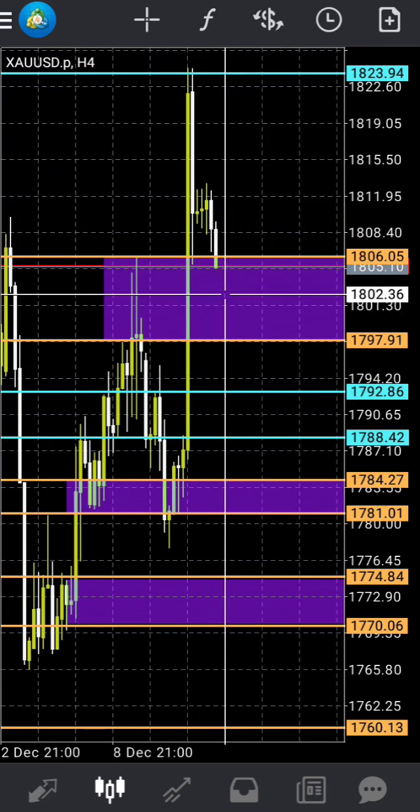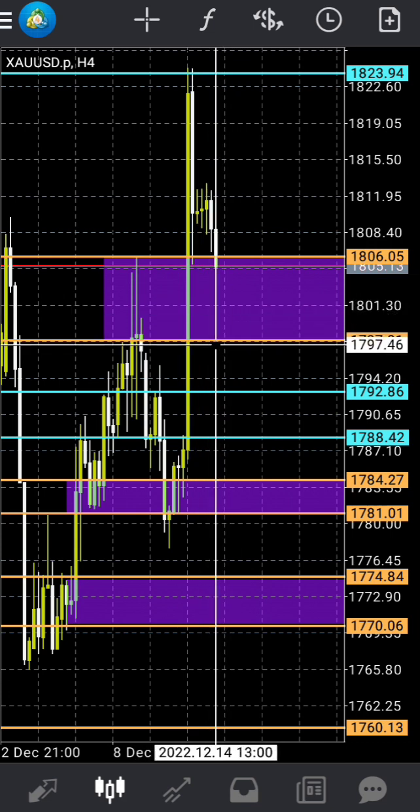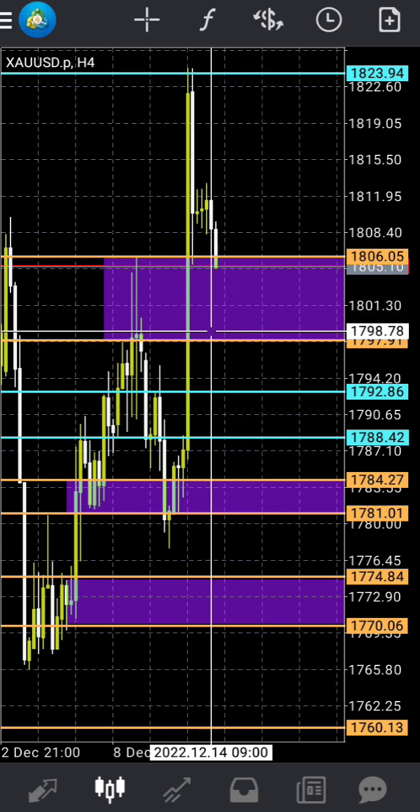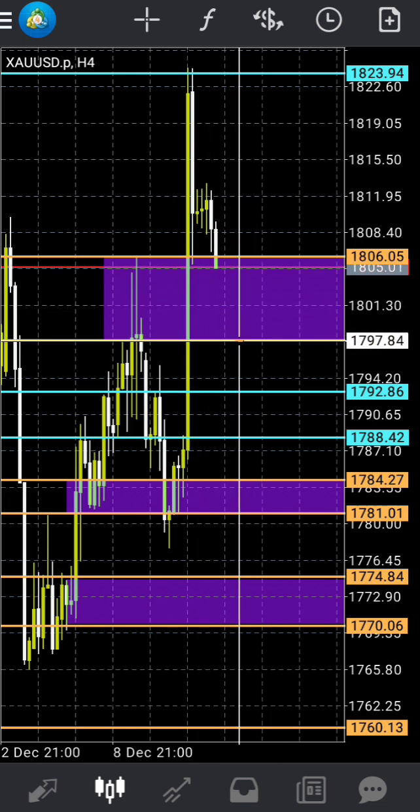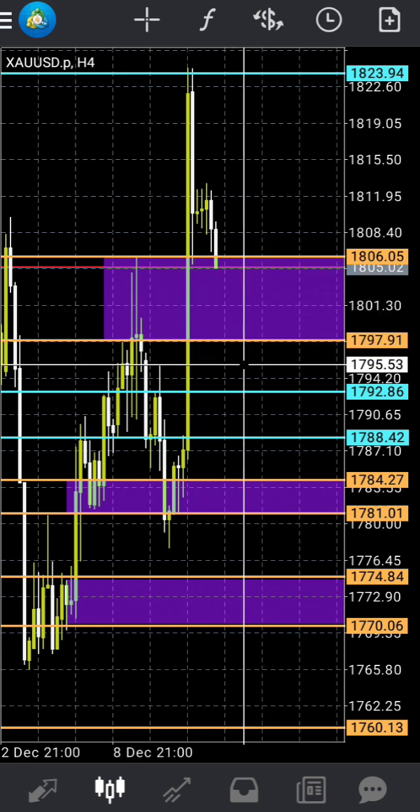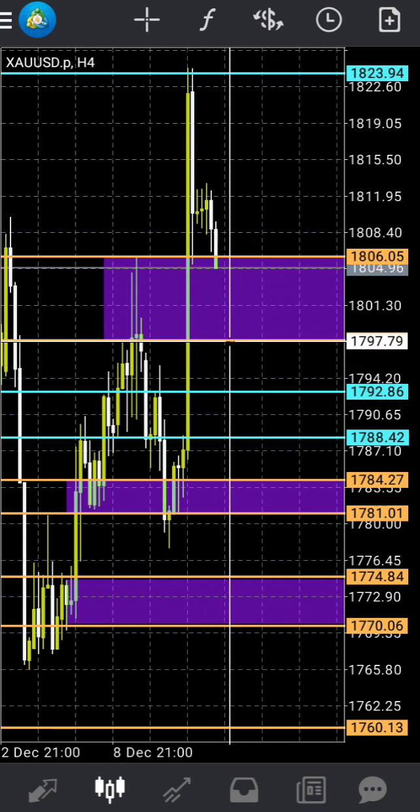So right now I'm going to aim for the middle and the bottom here. We try to enter at the lower part of the zone, entry buy, and our SL should be something like 30 pips or 20 pips away from the zone here.